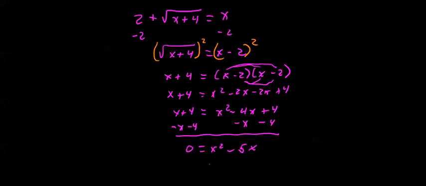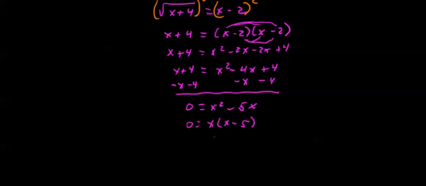Super easy to factor. X and x minus 5. All we're doing is some distribution there, reverse distribution, and we end up with x equals 0 or x equals 5. Well, it appears that way. Now we're going to do our check.